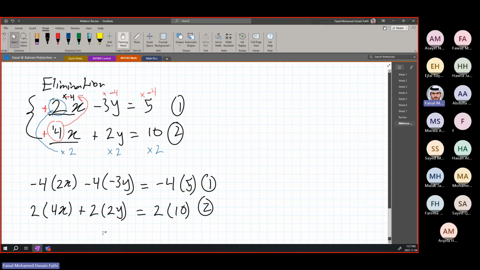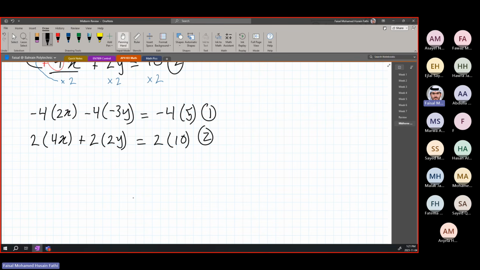You can simplify them and then solve them. So if I just distribute here very quickly just to show you the steps, minus 4 times 2 is minus 8, times x is minus 8x. Minus 4 times minus, minus times minus is plus, 4 times 3 is 12, and y, of course, is equal to minus 4 times plus 5 is minus, 4 times 5 is 20.